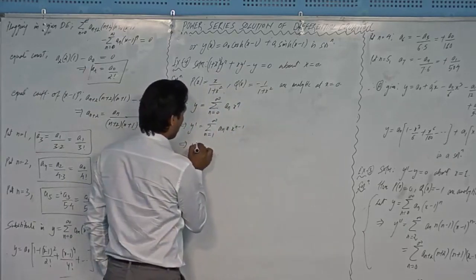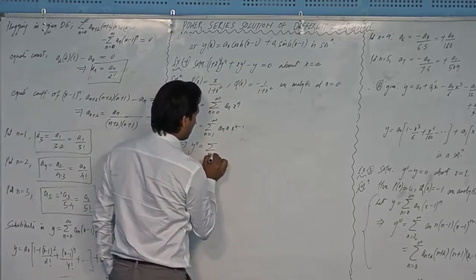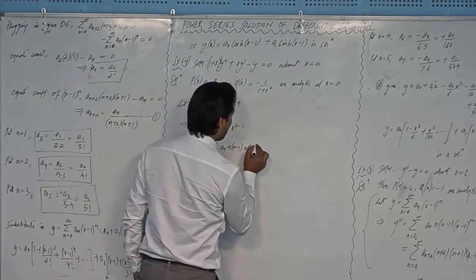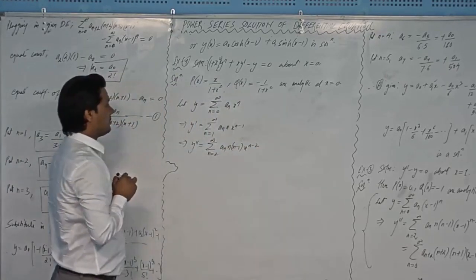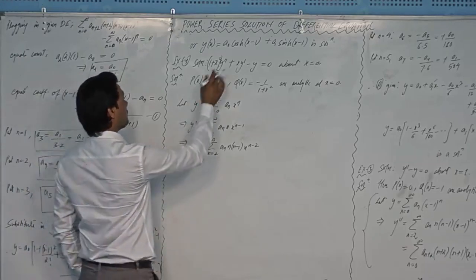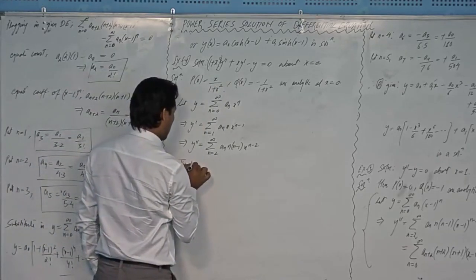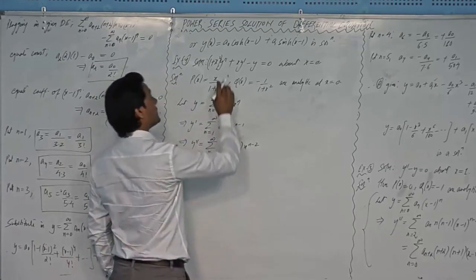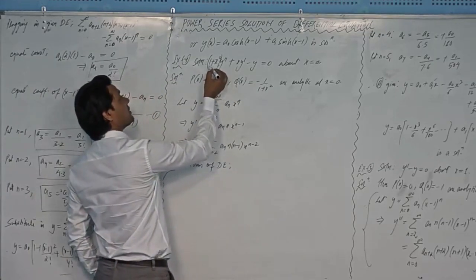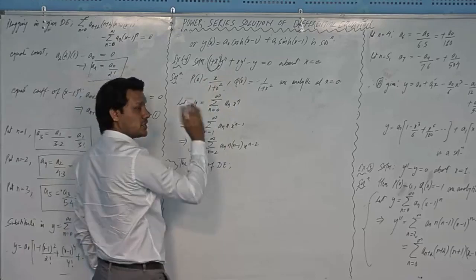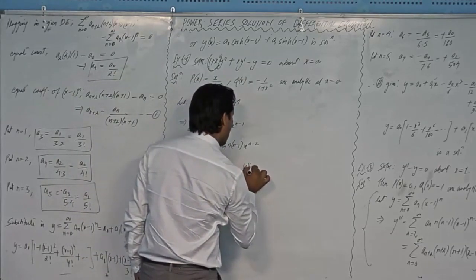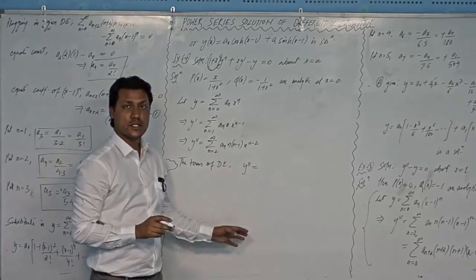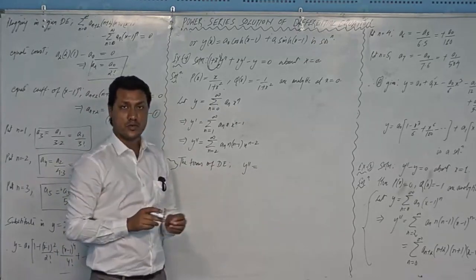And y double dash is summation n equal to 2 to infinity n times n minus 1 x to the power n minus 2, right? But this time the terms of this differential equation should be taken one by one. The first term, if you multiply this by 1, you will get y double dash, right? So I will write y double dash. And remember one thing, I need all terms containing x to the power n, right?